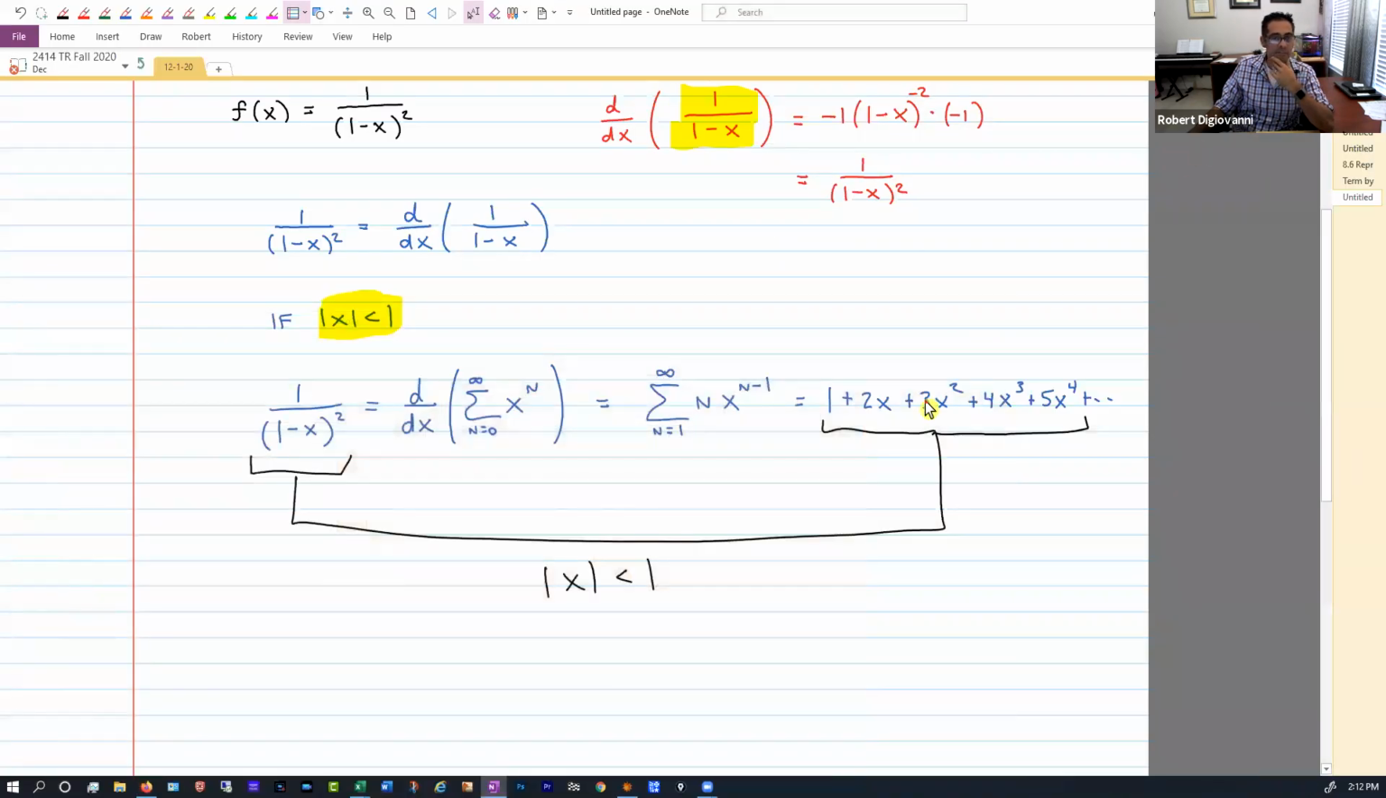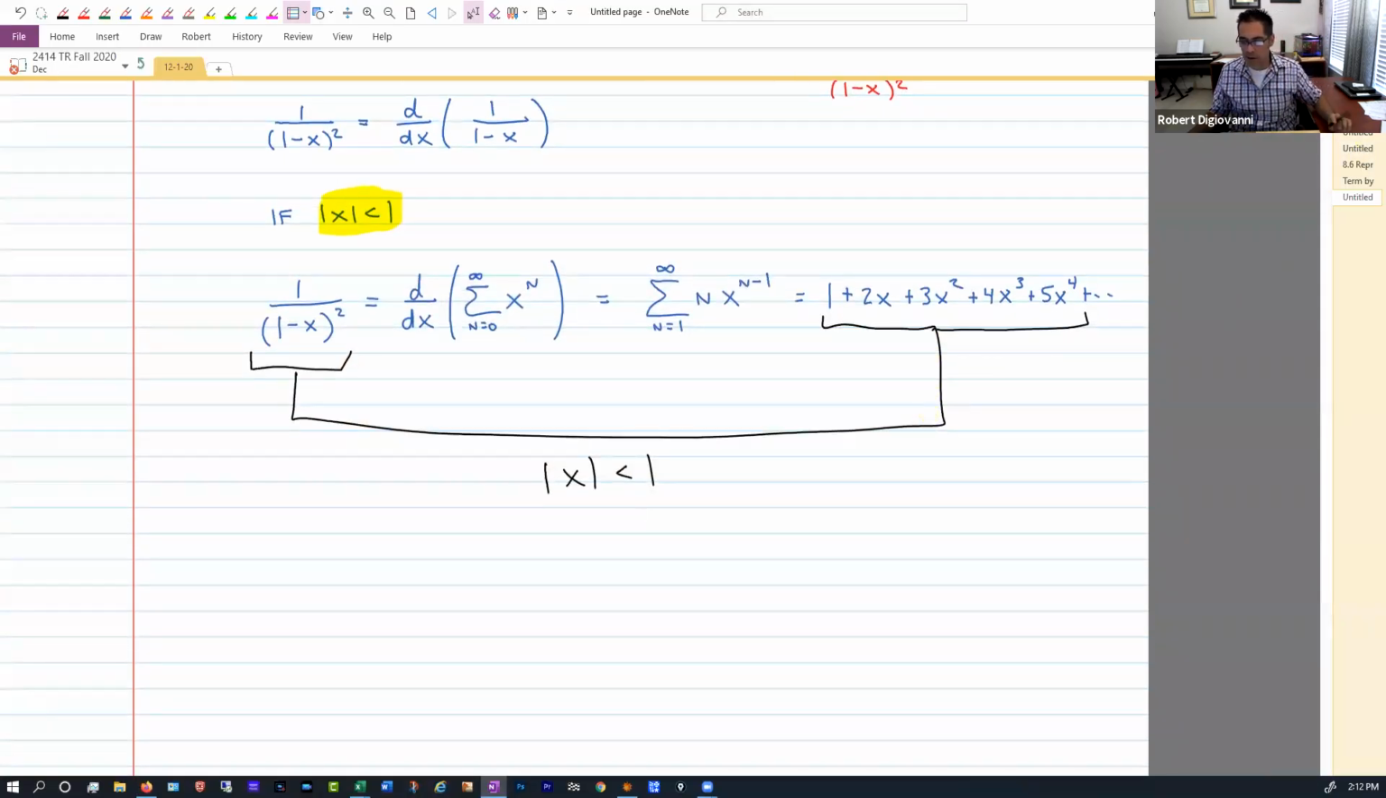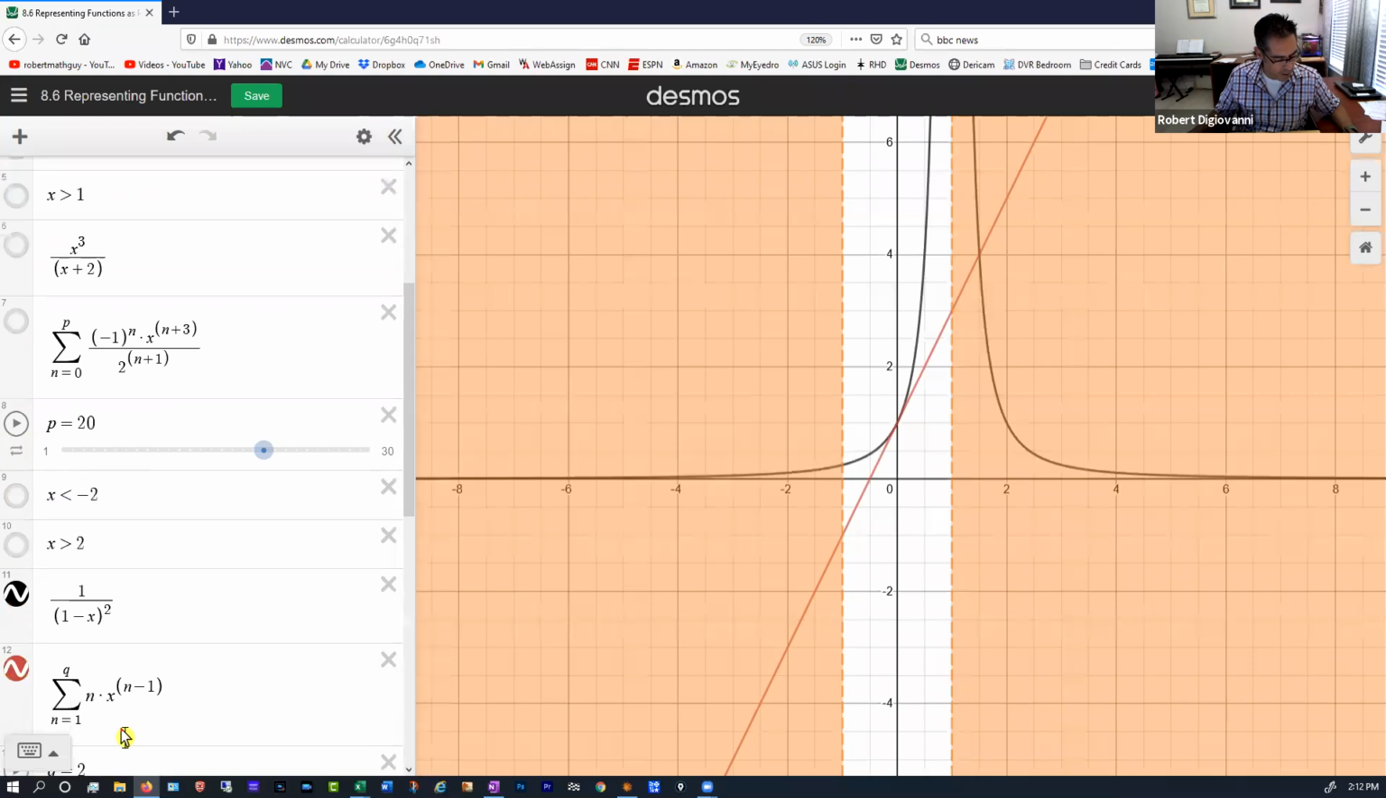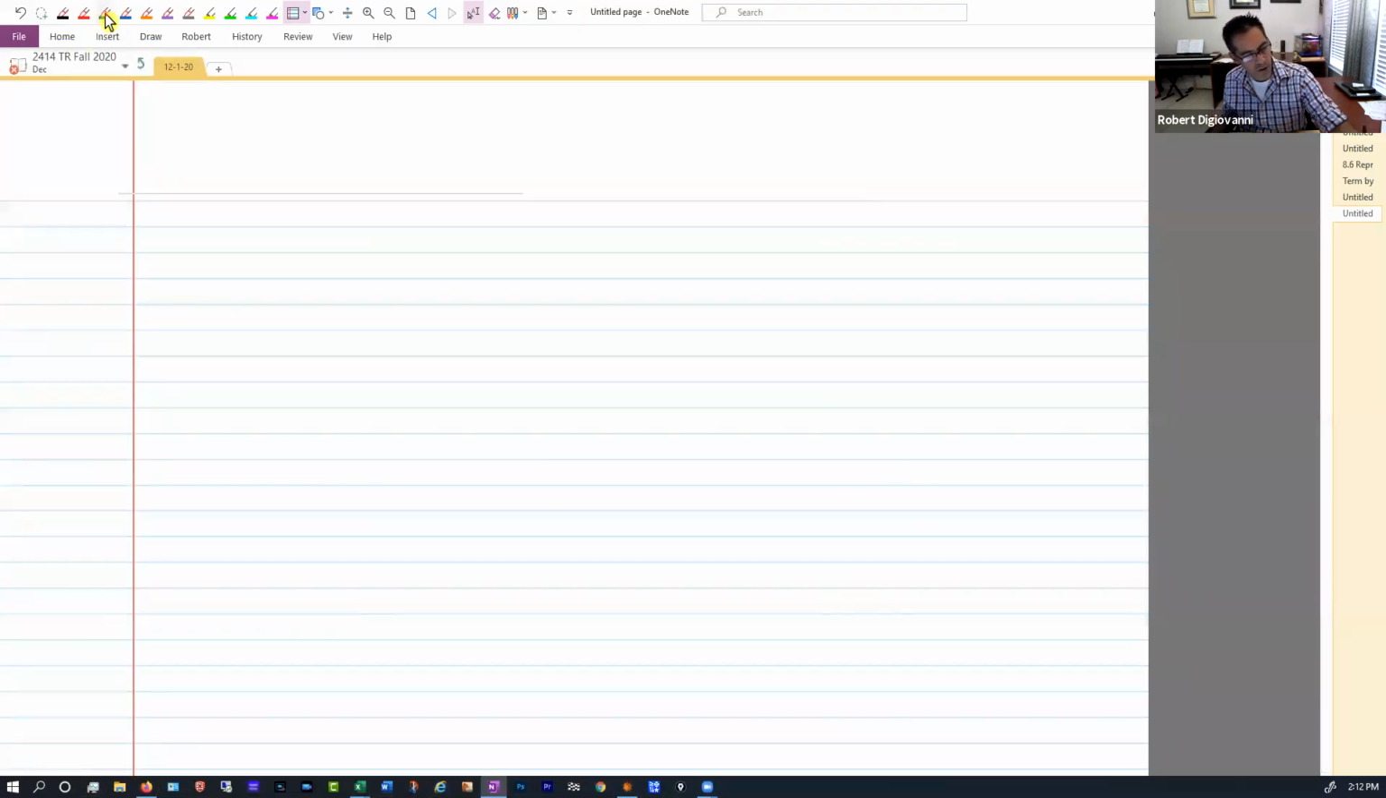Weird stuff, huh? All right, one more. The last one that we're going to do here is the function. I want to find the power series for f of x equals natural log of 1 plus x. How in the world could that possibly be related to this?